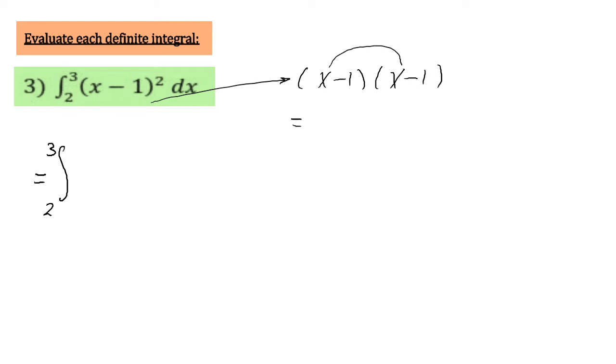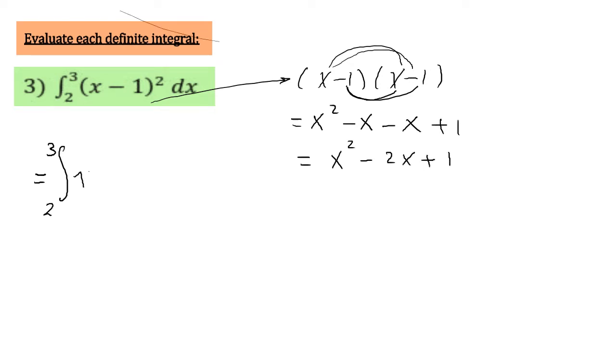So x times x is x squared. x multiplied by negative 1 is negative x. Negative 1 times x is negative x. Negative 1 times negative 1 is positive 1. So it's equal to x squared minus 2x plus 1. So it's the integral of x squared minus 2x plus 1 from 2 to 3 dx.